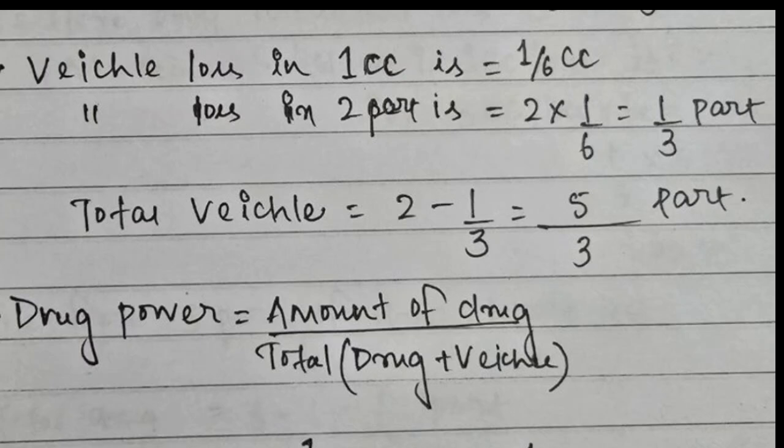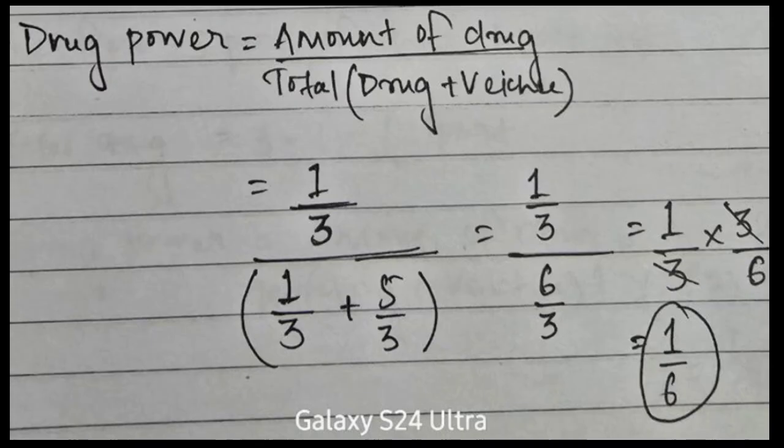Now we will calculate the drug power. Drug power is amount of the drug divided by total amount of drug plus vehicle. So amount of the drug what we calculated previously is 1/3, and vehicle is 5/3. We need to sum these two values. So 1/3 divided by 6/3, cross multiplication, we will get 1/6. So for class 3 the drug power will be 1/6. Okay, coming to the next important part, that is potentization.